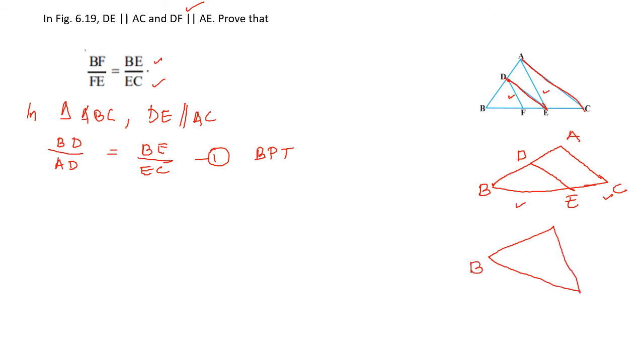B is starting here, A is there, E is there. And then we have DF. So here it is given DF is parallel to AE. DF is parallel to AE.